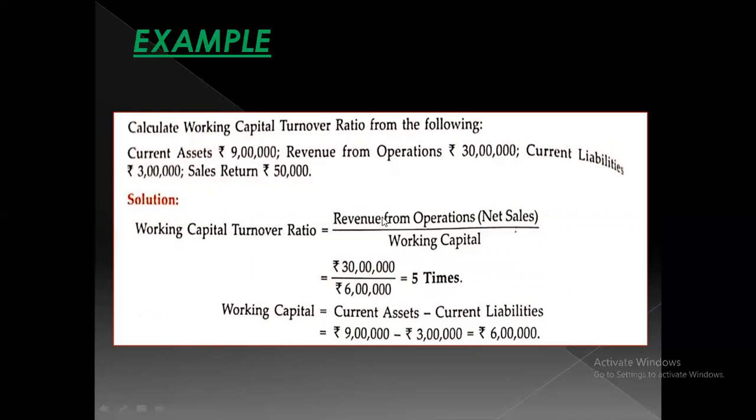And the working capital is current asset 9 lakh minus current liability 3 lakh. This will become 6 lakh. Working capital turnover ratio will be 5 times.